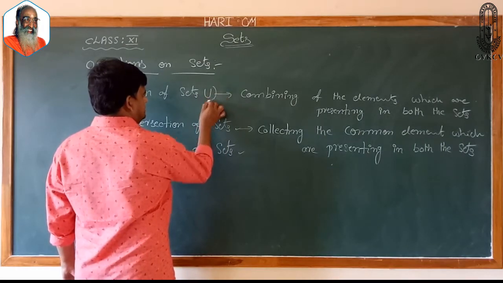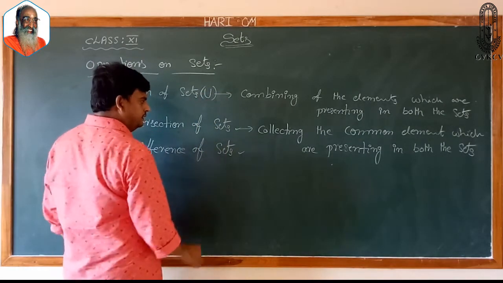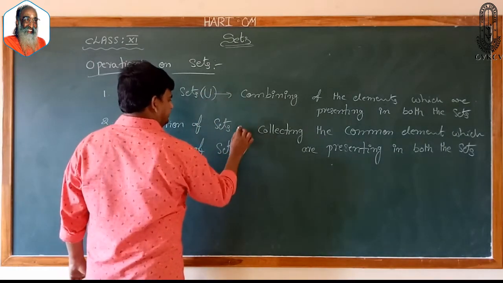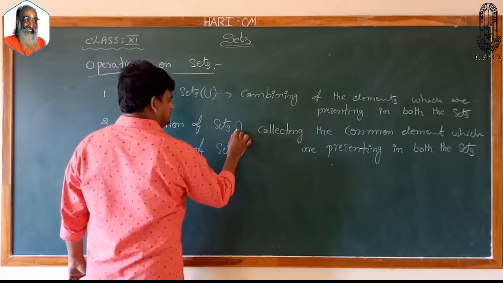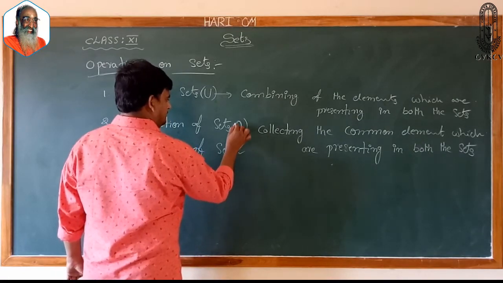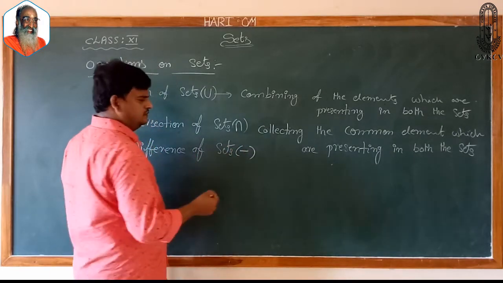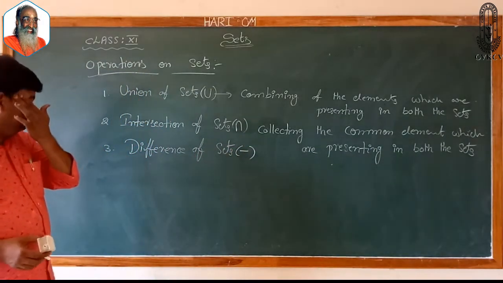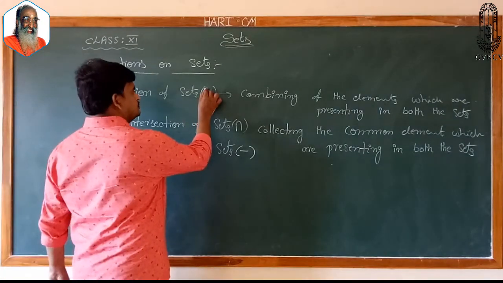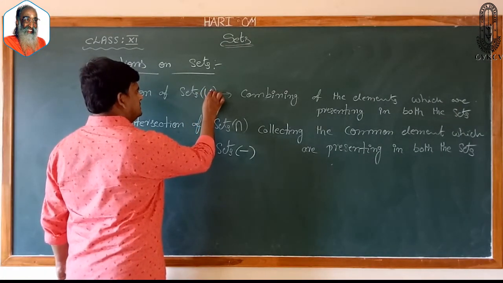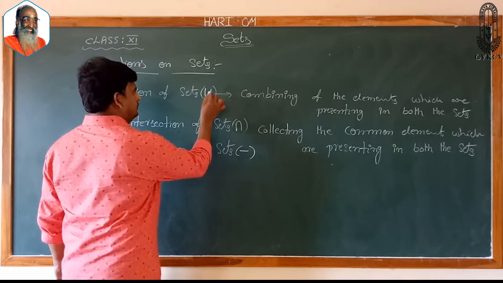Union. This is the symbol for union. Intersection. This is the symbol for intersection. Difference, that I am using minus only for difference. So here small u I am writing. This is nothing but called union.